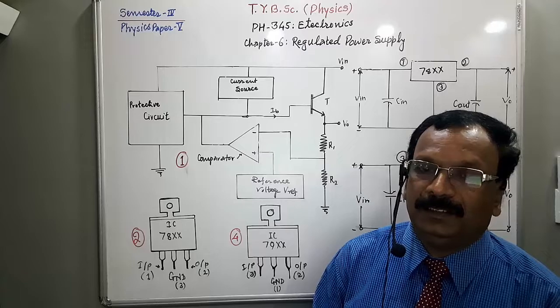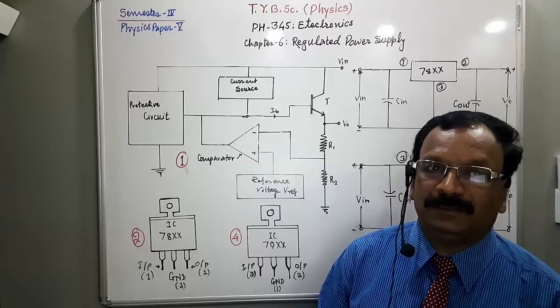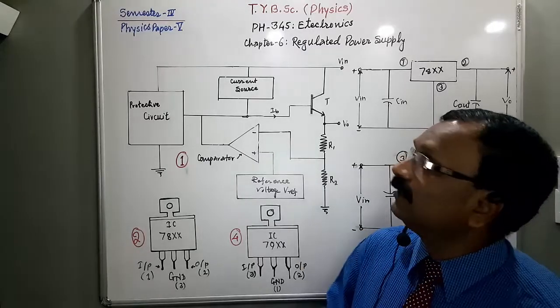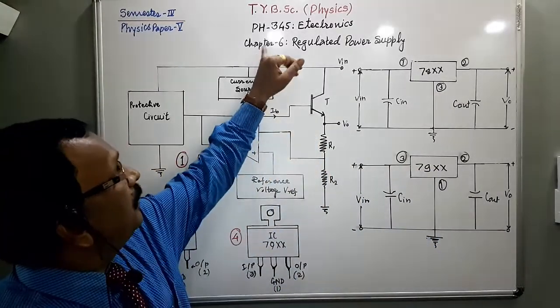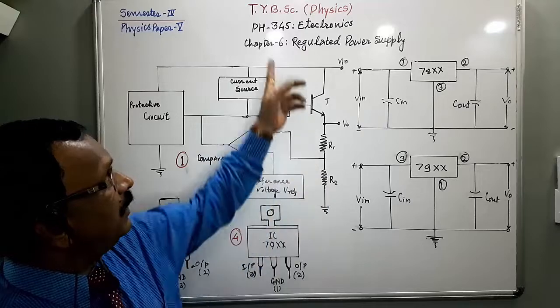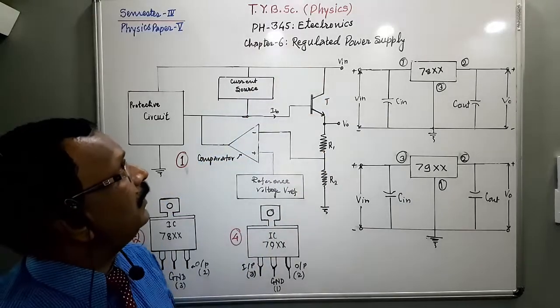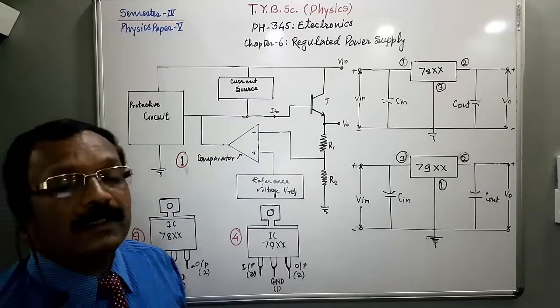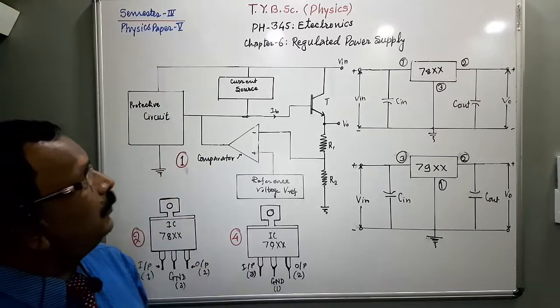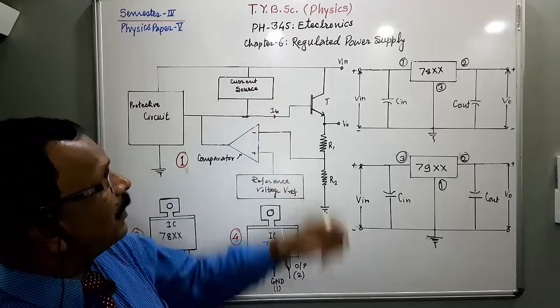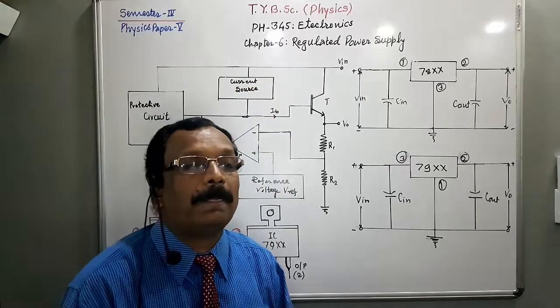Today we are going to start a new chapter, chapter number 6 of physics paper 4, whose title is 354 Electronics. Today we are going to start chapter number 6, regulated power supply.